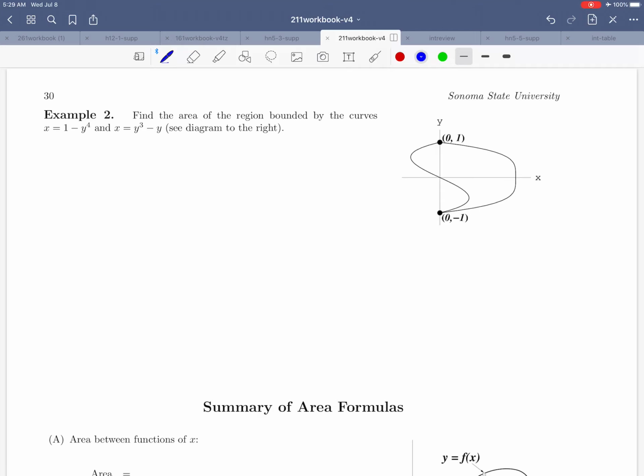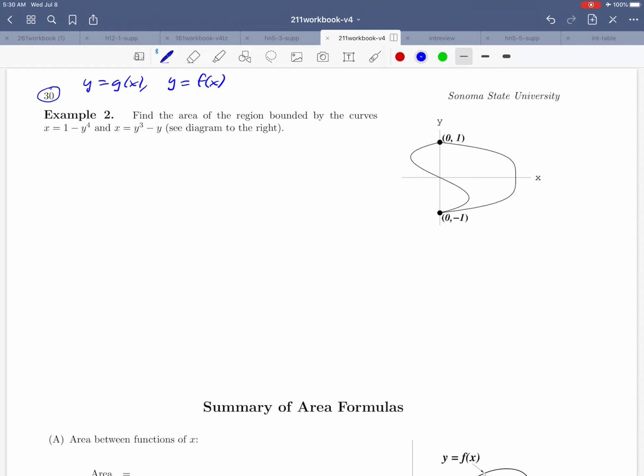Hello everybody, and welcome to example 2 on page 30 of the workbook. And this is another example of finding areas between curves, but the situation is set up a little bit differently. In every area problem that we've done up to this point, our curves were given in a very special form. They looked like y equals g of x and y equals f of x. They were functions of x.